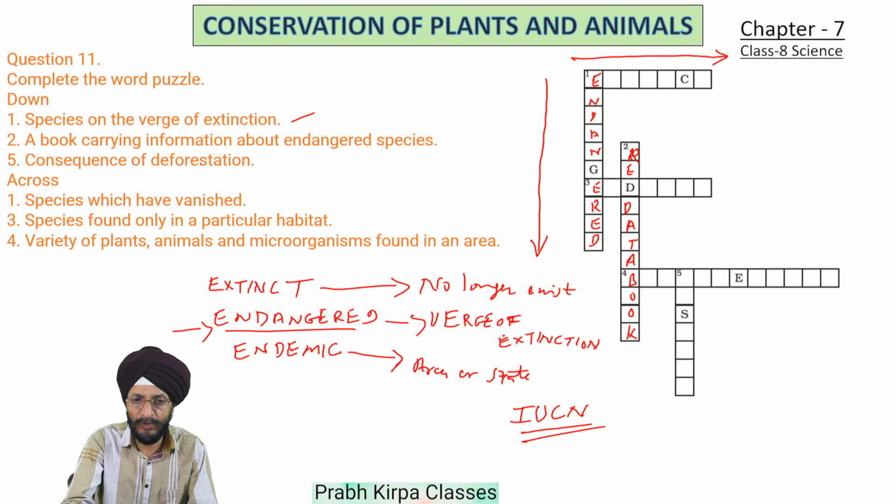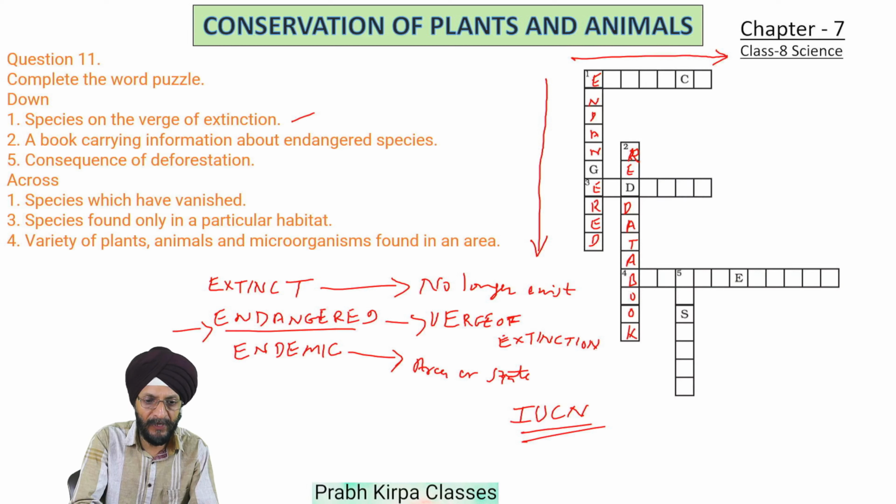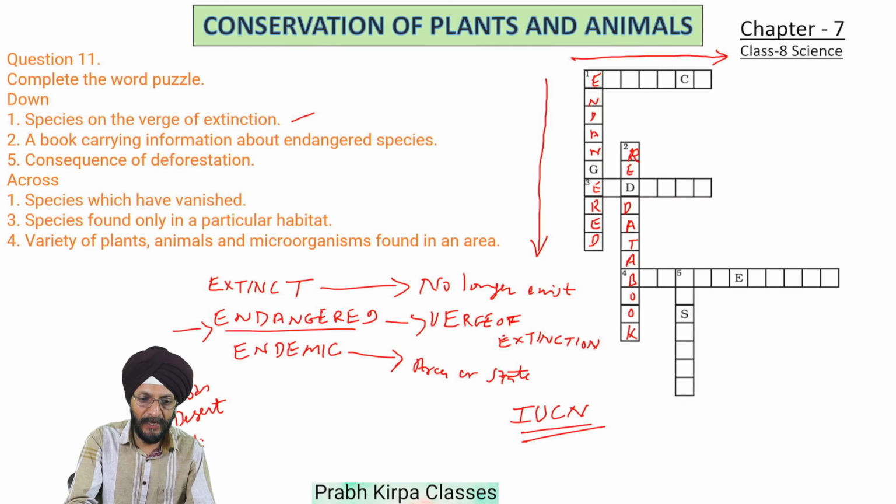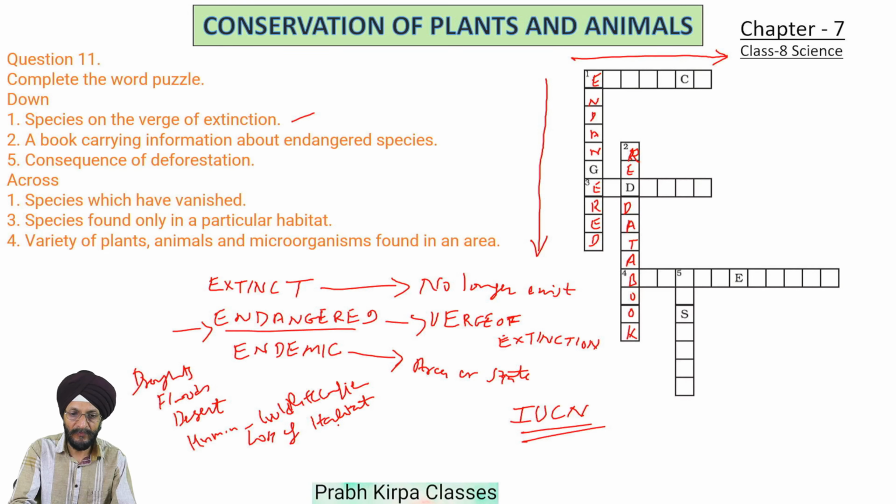Consequences of deforestation. Consequences of deforestation may be many. It may be droughts, it may be floods, it may be conversion of the fertile land into deserts. Deforestation may result into human wildlife conflict, or it may be the loss of habitat of animals and plants, or it may be global warming. It may be the adverse effect on the indigenous communities. So let us see consequences of deforestation which fits here.